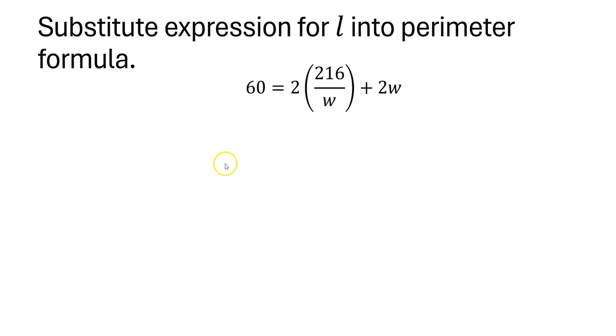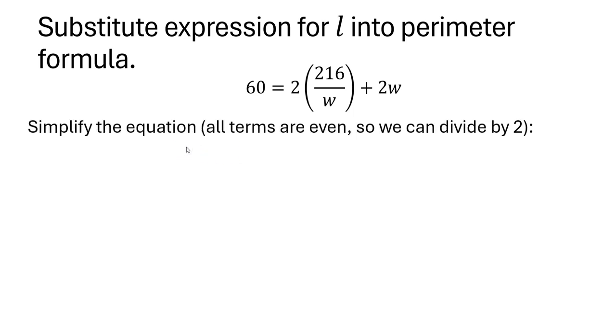Now notice we have three terms: 60, 2 times 216 over W, and 2W. All three terms are even, so we can divide them by 2. 60 divided by 2 is 30. That middle term, 2 times 216 over W, if I divide by 2, I'm just left with 216 over W, and then 2W divided by 2 is just W. So that simplifies our equation just a little bit.